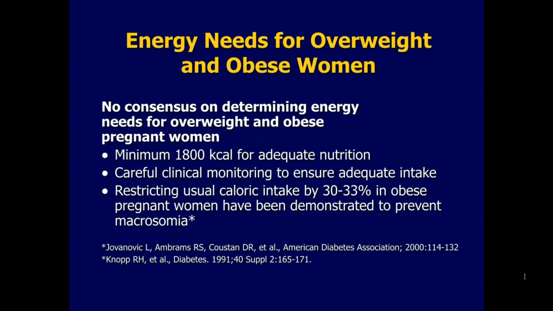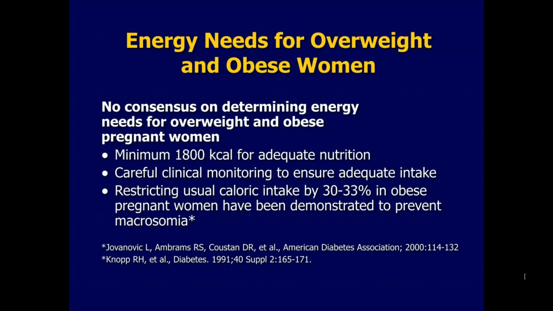All right, so moving along, the next slide is the energy needs for overweight and obese women. So this has been in debate for a long time, and I think it's been clear over time, and a lot of us deal with overweight or obese women before pregnancy, starting into pregnancy, and worried about the outcomes. But there's no consensus on determining energy needs for overweight or obese pregnant women. A minimum of 1,800 calories is what we start with for adequate nutrition, and that should be enough. But you have to carefully monitor all the clinical aspects to make sure there's adequate intake to support the fetus and the mom at the same time.